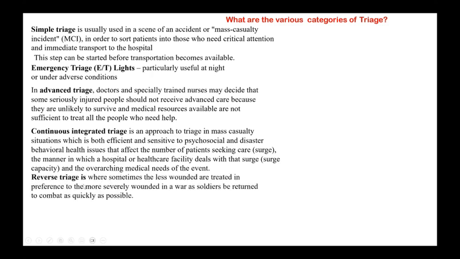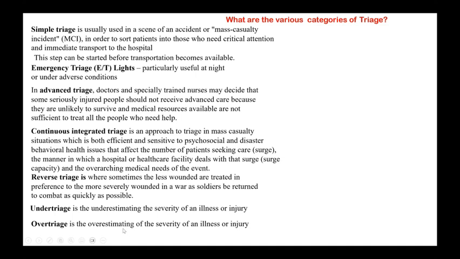Then there is another condition called reverse triage, where sometimes the less wounded are treated in preference to the more severely wounded. In a war, soldiers with a less severe wound can return to the combat, go back to the war front and fight, whereas a severely wounded patient will not be able to go back. So you urgently treat the less wounded and send them back to the war front. That is called reverse triage. And under-triage is underestimating the severity of illness, and over-triage is overestimating the severity of illness. So these are all the various terminologies used to classify the various degrees of triage.